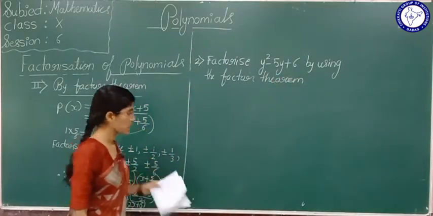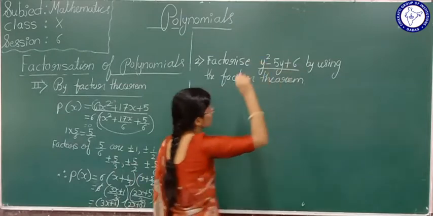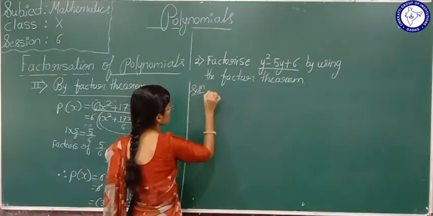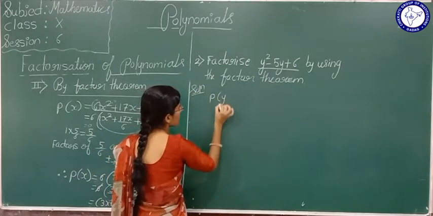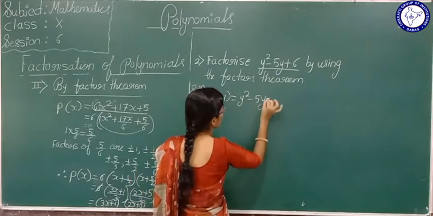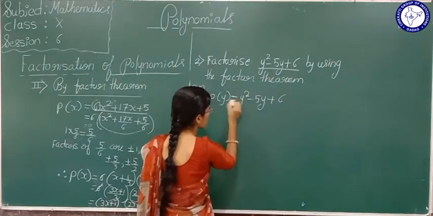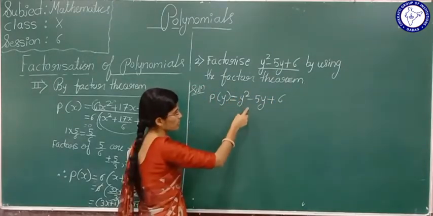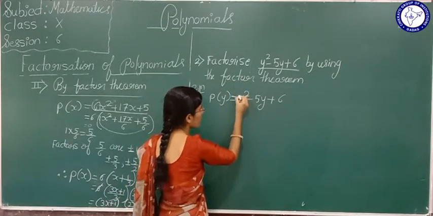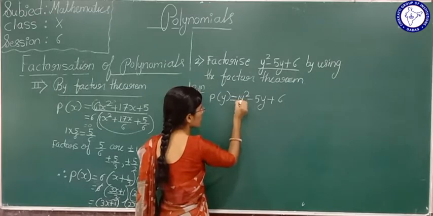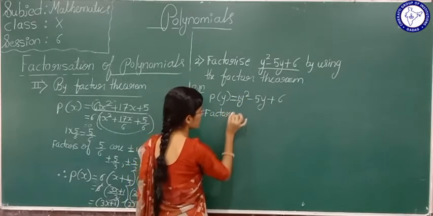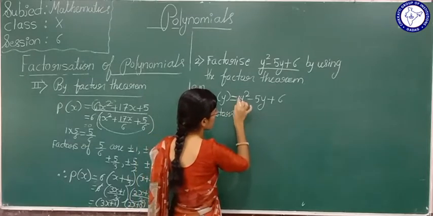Okay, now see, this we have to solve by factor theorem. Solution: we denote P of y by y square minus 5y plus 6. I told you that this is a quadratic polynomial. To solve this problem by factor methods, the coefficient of y square should be 1. It's a 1 here. Now see here, the factors of 1 into 6, which is 6.